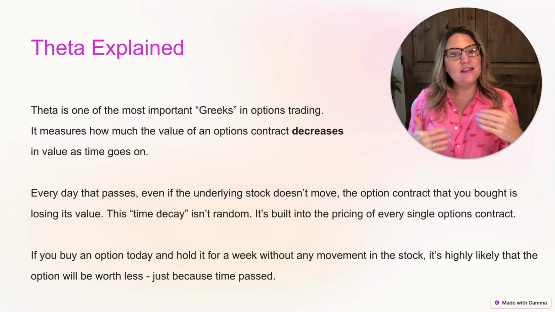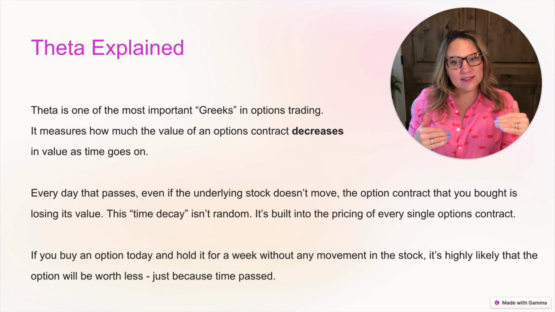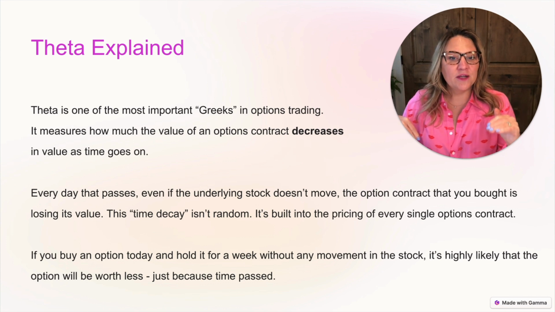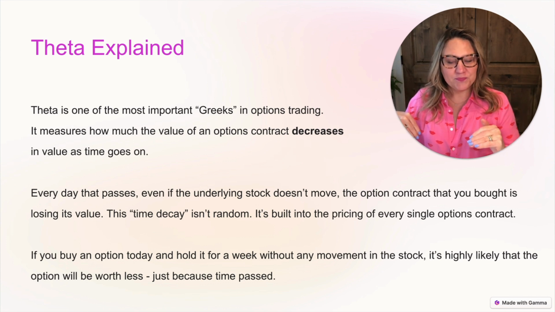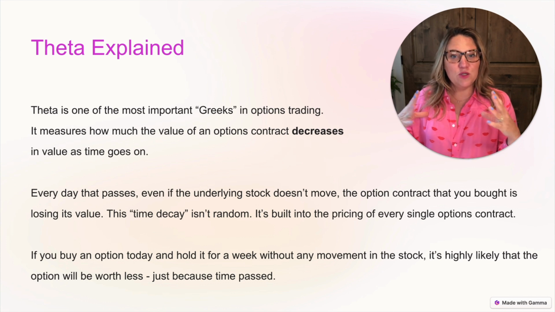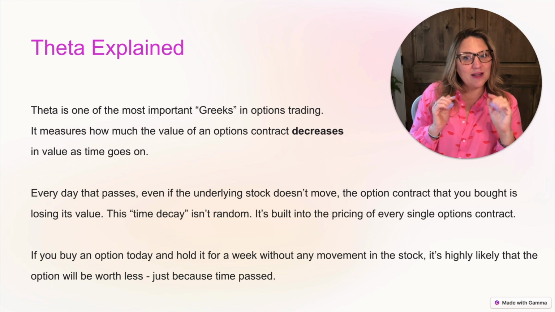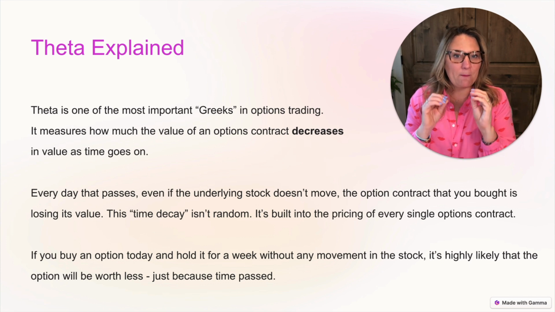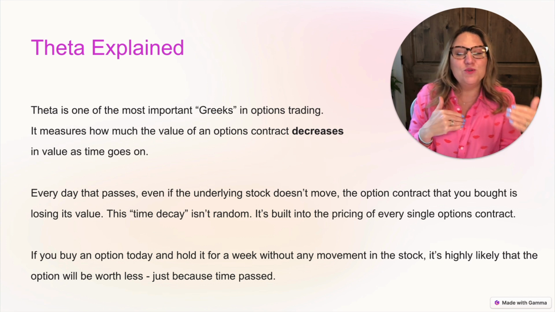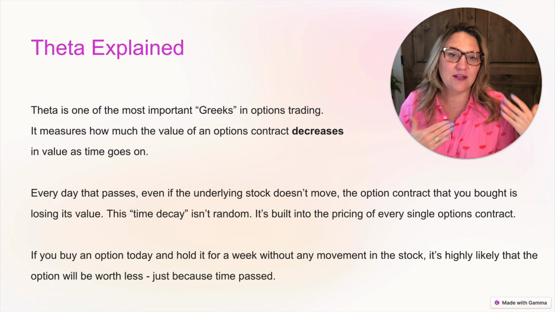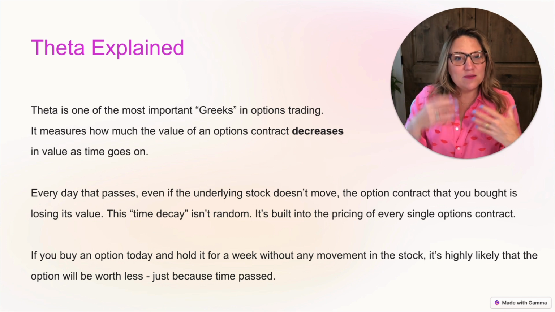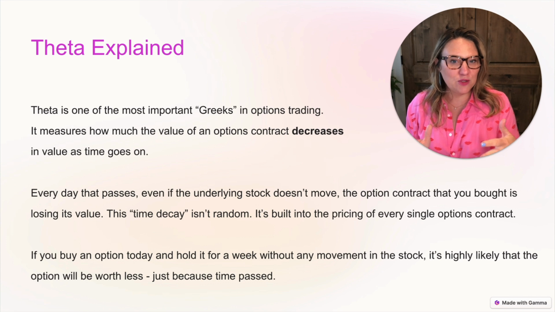Every day that passes, if the underlying stock doesn't move, the option contract that you bought is losing its value. And this time decay isn't random. It's built into the pricing of every single options contract. So when you pick your contract on something like Robinhood, you can look up what the theta is, and it will give you a little number. That number is the amount of cents per dollar that you're going to lose every day that you hold that contract.